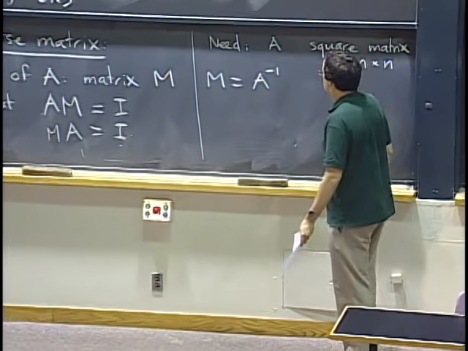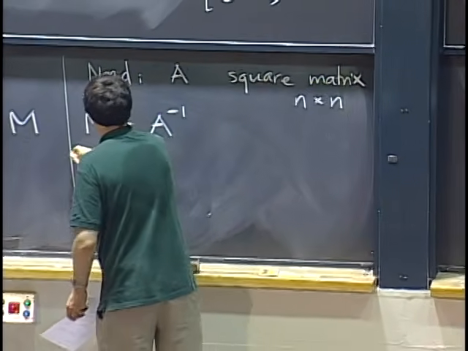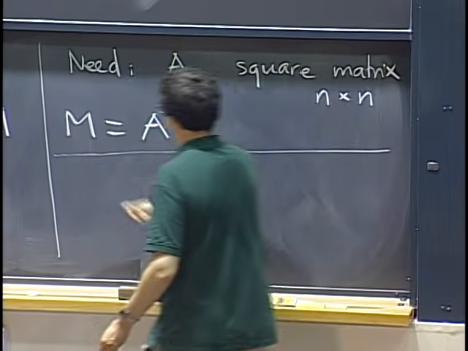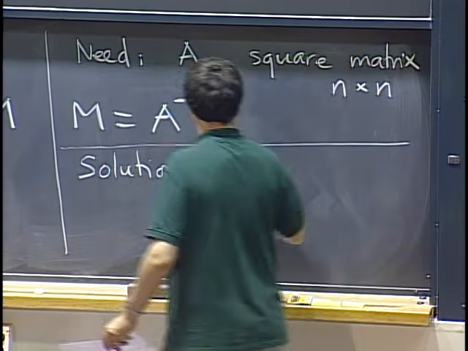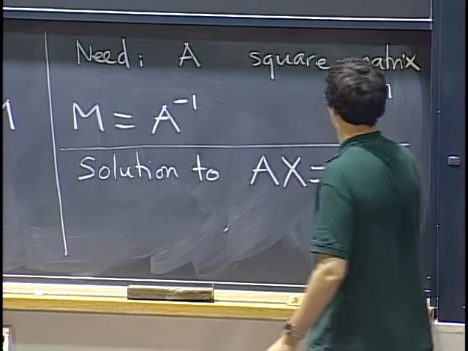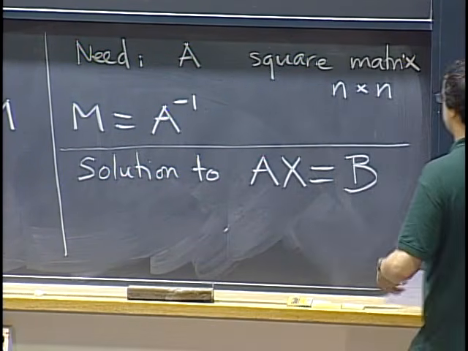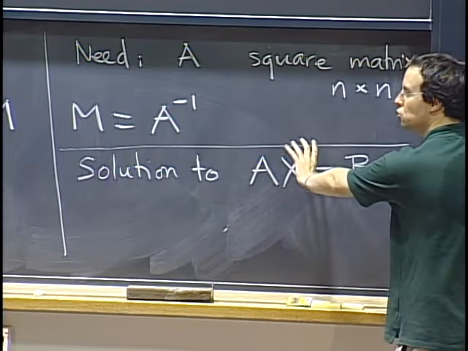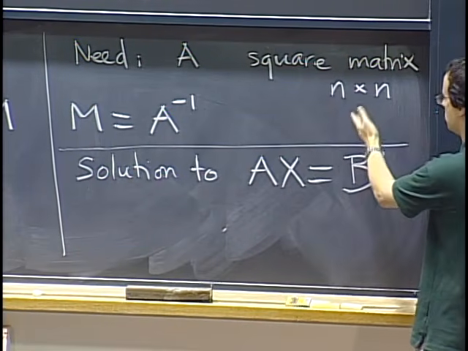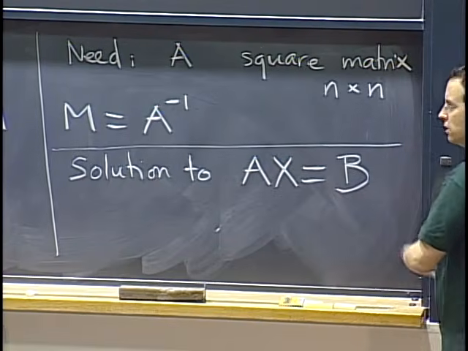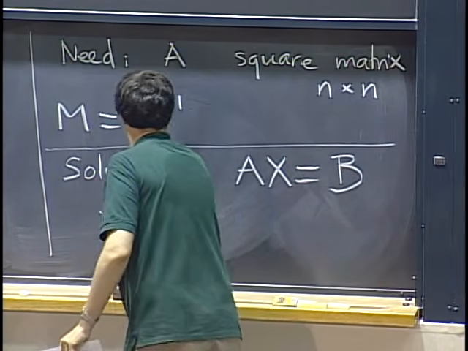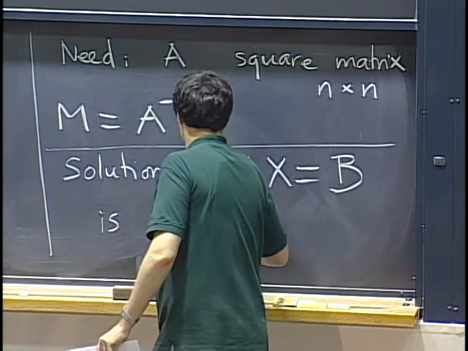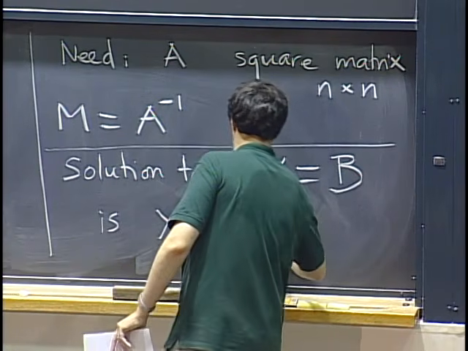Okay? And then what is it good for? Well, for example, the solution to a linear system. So what's a linear system in our new language? It's a matrix times some unknown vector x equals some known vector b. Well, how do we solve that? We just compute x equals A inverse b.